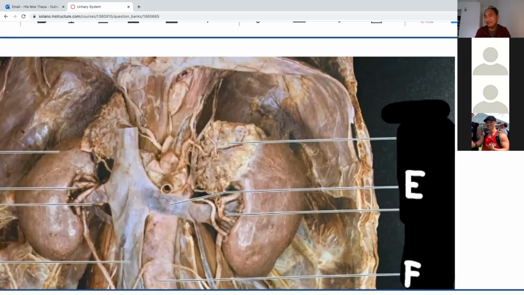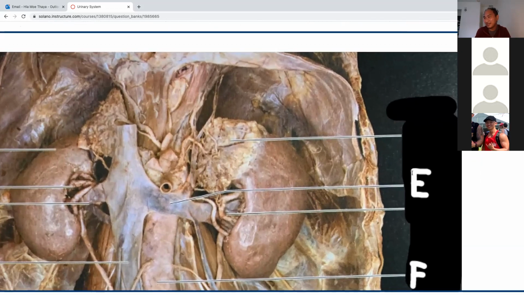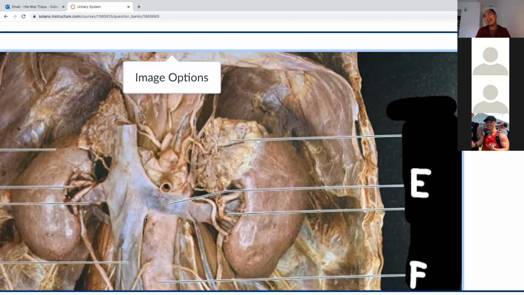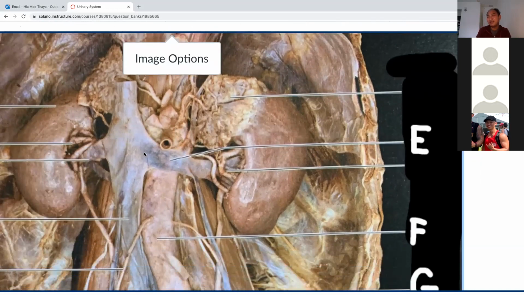Yeah, structure E. If you zoom into that, look at that. The renal veins. Yes. Look at the renal vein. The renal vein is running in front of the aorta, but the renal artery is running behind the inferior vena cava. Look at that, renal vein.